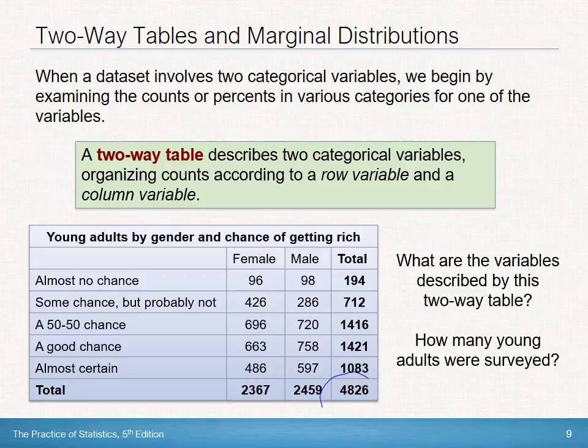Do that in different colors. So right here. That is your total for how many were surveyed. So 4826. This is just kind of going over how to read a two-way table.